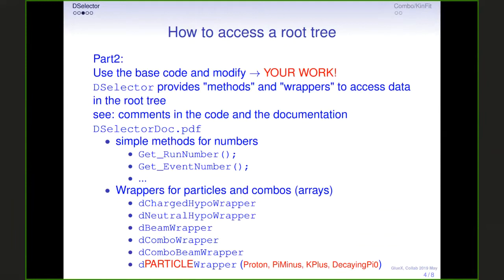And then there's a second part of wrappers called decombo wrapper, decombo beam wrapper, and departicle wrapper. By particle, I mean it could be a proton, pi minus, pi plus, decaying pi zero, as you have seen earlier, and so forth. These three are related to the actual combos, that's after the kinematic fitter.